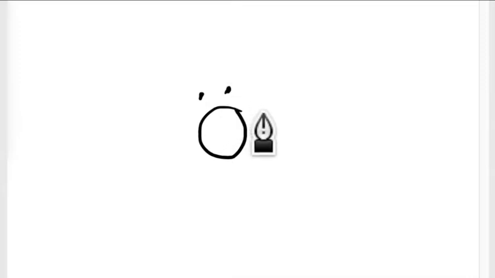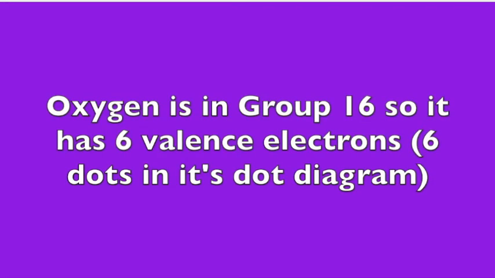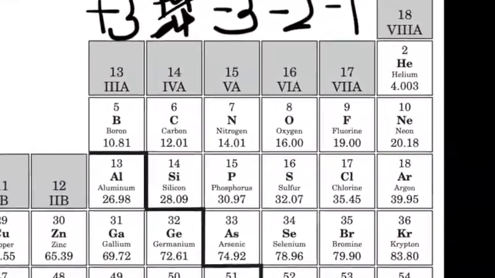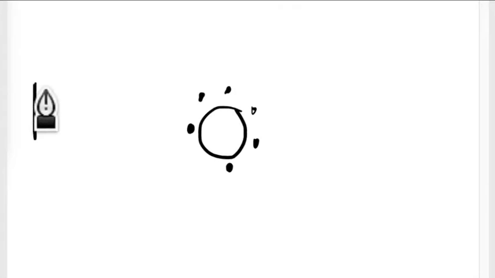Now, when we look at this, we have oxygen, and oxygen has 6 valence electrons, so we put 6 dots on its dot diagram. It's in group 16, so that's why we have 6 dots. And you see it over there. It wants to be like neon. It wants to fulfill its octet rule and become like neon, because that's its nearest noble gas.